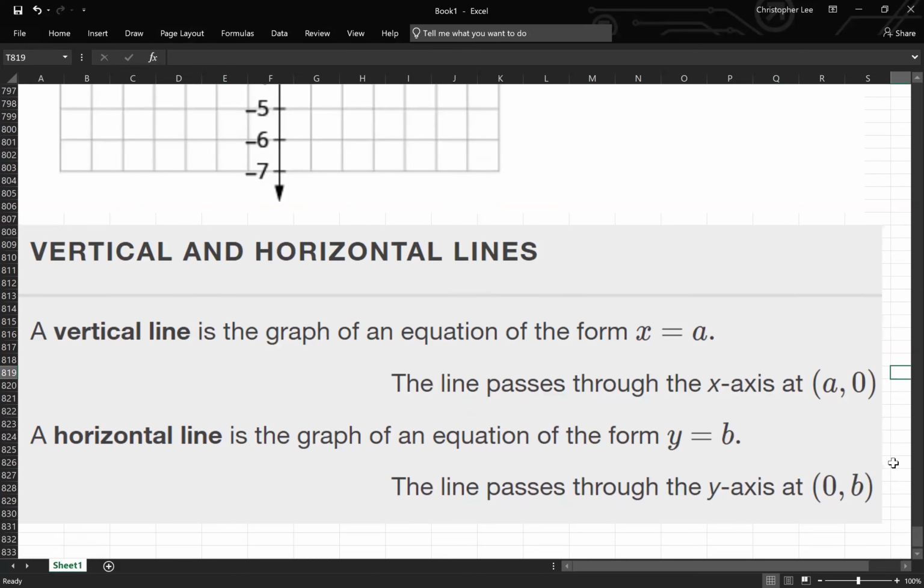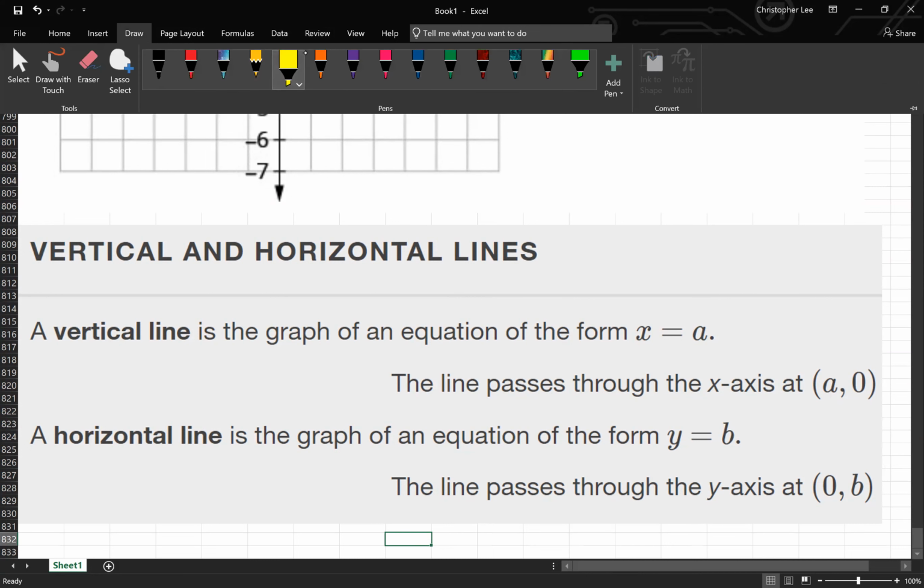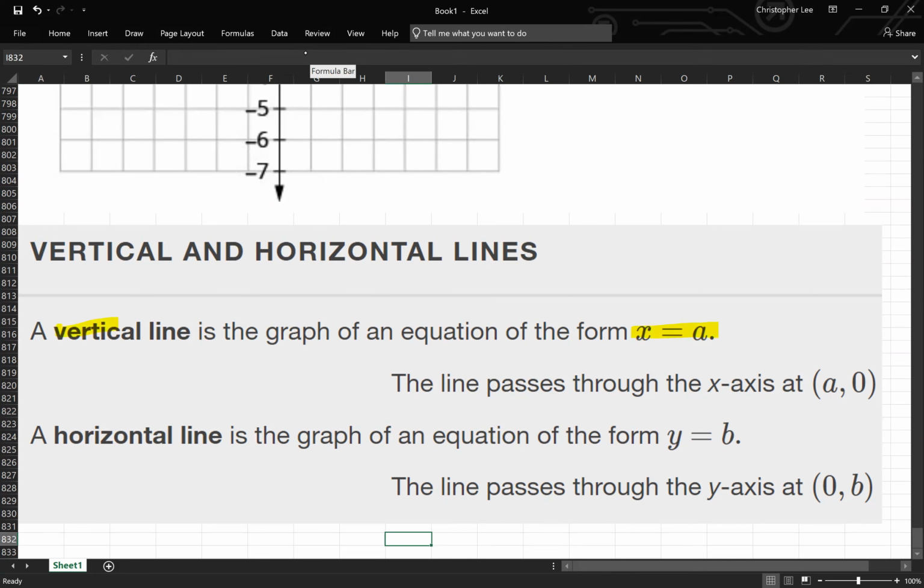So vertical and horizontal lines. A vertical line is the graph of an equation of the form x is equal to some number. Let me say that again. X is equal to some number, right? That's a vertical line. The line passes through the x-axis at whatever number it's equal to.